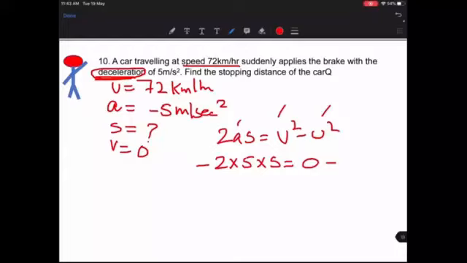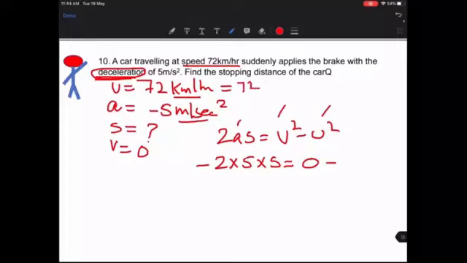Can I substitute straight away? Can I substitute here? Yes, very nice, I cannot substitute 72. Very nice, Mukul. I have to convert this 72 into meters per second. Why do I have to convert? Look at this, acceleration is in meters per second squared. That's why I have to convert this 72 kilometers per hour also into meters per second.